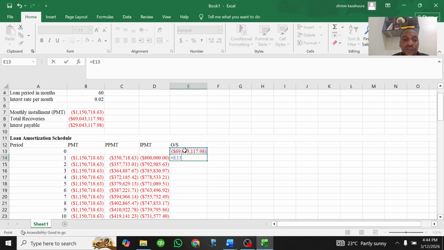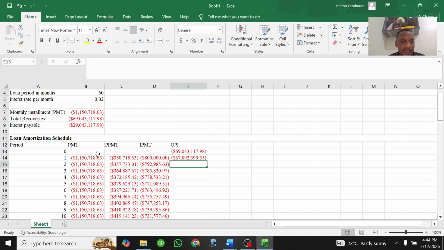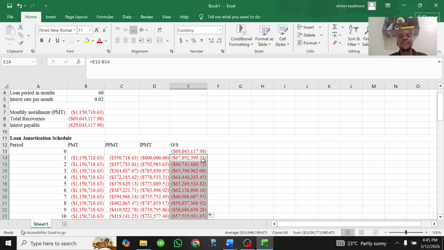This is what was supposed to be recoverable, but then at the end of this first month, the person has paid this first installment. So it is the total recoverable amount minus the first installment. So I click there and press enter. So when I press enter, I apply to other cells.